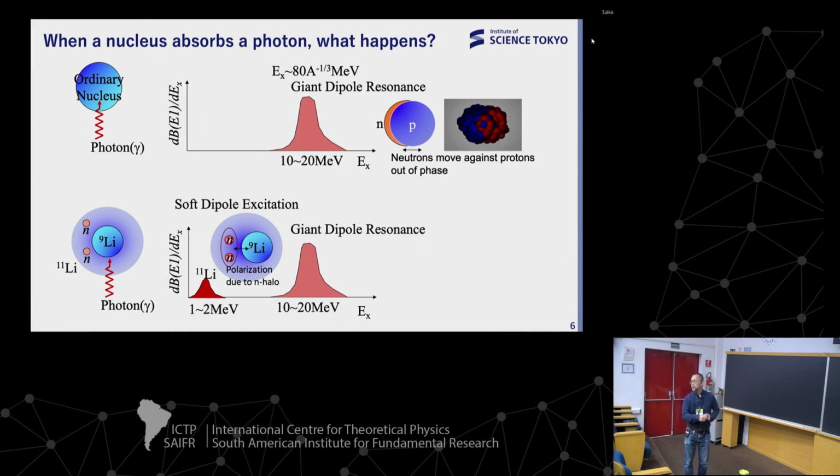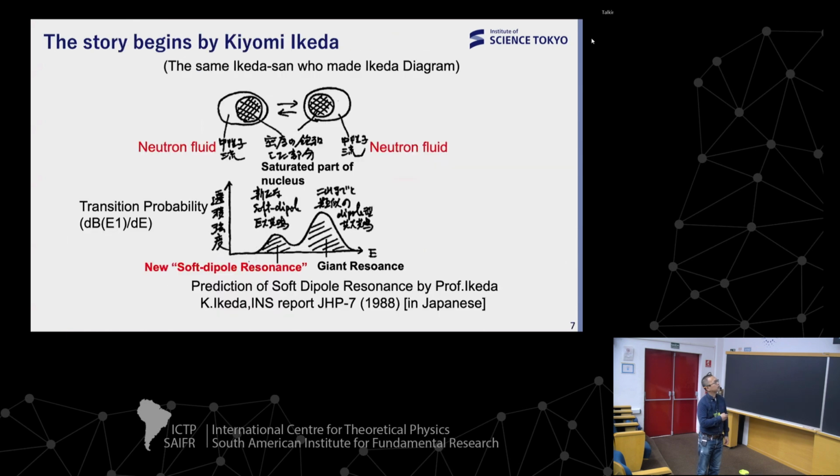But this feature is very different for halo nuclei. This is about lithium-11. When lithium-11 absorbs a photon, not only this giant dipole resonance, we see this peak just above the threshold into lithium-9 plus 2 neutrons, which is called soft dipole excitation. I'll explain what the mechanism is, but basically this is related to the polarization effect due to neutron halos. I'll explain through this lecture.